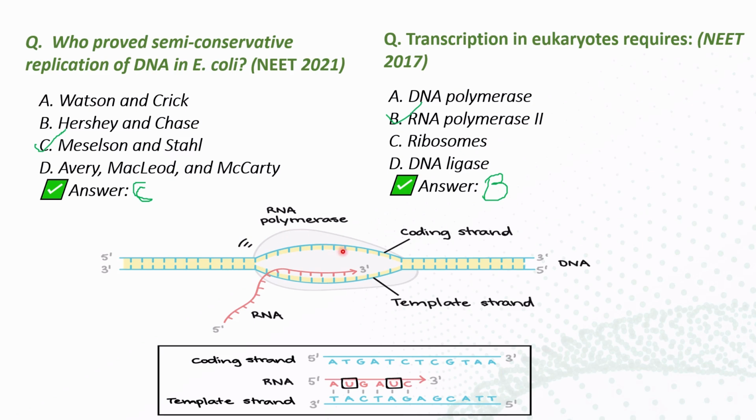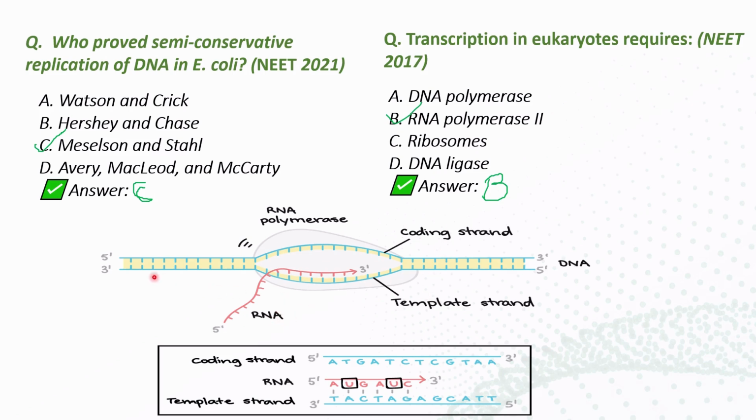RNA polymerase is of two types, polymerase 1 and 2. Another thing: the coding strand and template strand have 5' to 3' and 3' to 5' directions, referring to carbon positions. Normally they will ask from where to where the process takes place, 5' to 3' or 3' to 5'. If they ask about the template strand, you have to say it runs 3' to 5', whereas the RNA is synthesized in the 5' to 3' direction, that is, the reverse.